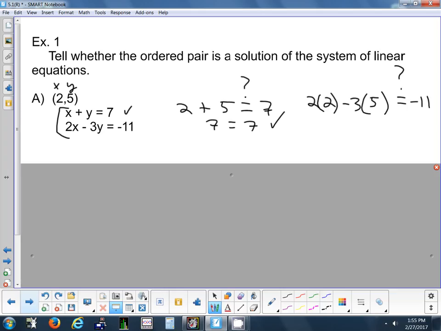Okay, let's check it. Natalie, what's 2 times 2? Gives me 4. And Maggie, what's 3 times 5? 15. All right, now if I do 4 take away 15, Iselise, what's 4 take away 15?